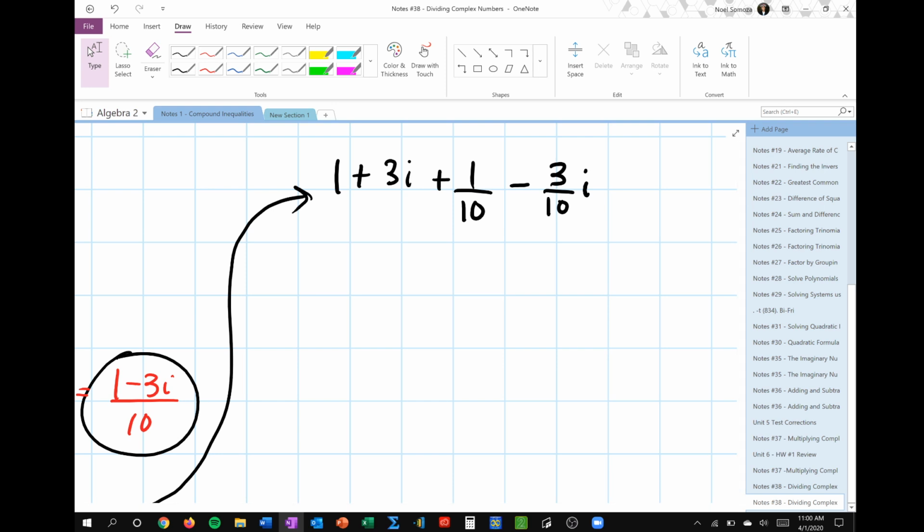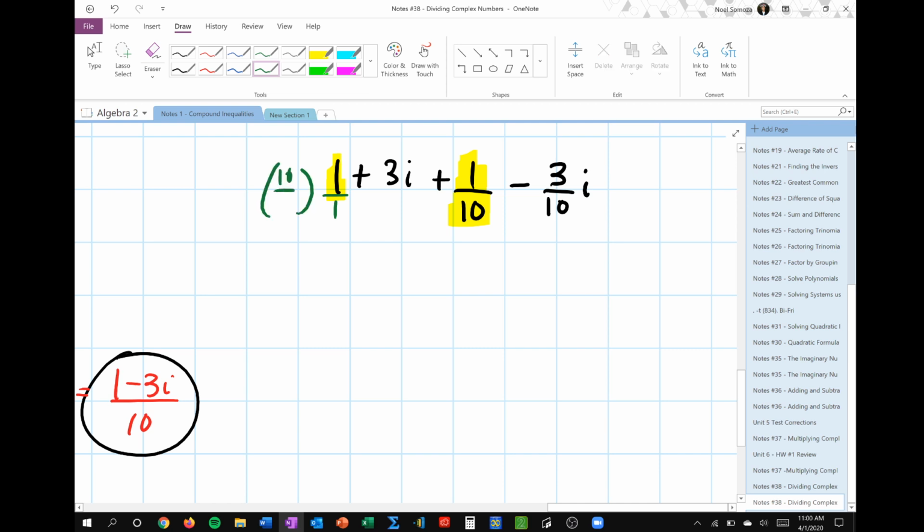Well, I can't add a whole number with a fraction, right? They're both real numbers, but I can't add them because they currently don't have common denominators. Okay, so that means that I would need to multiply this 1 right here, put a denominator underneath, and in order for it to have the common denominator, I'd have to multiply it by 10 over 10. Okay, so then that gives me 10 over 10. I'll bring this down as 1 over 10.